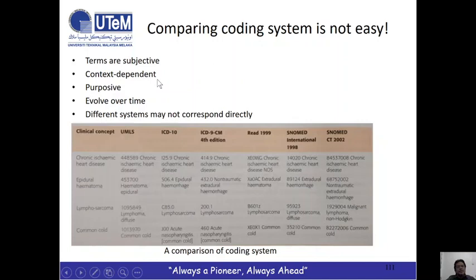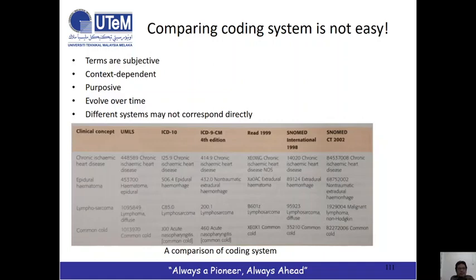Context dependent means terms used for the pediatric department, terms used in cardiology, used in pathology, used in orthopedic. So it's context dependent. It is very difficult; we cannot generalize one term in medicine for different disciplines. And then the coding system is purposive. Purposive means based on purpose.